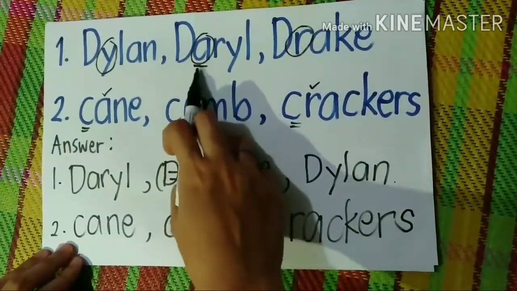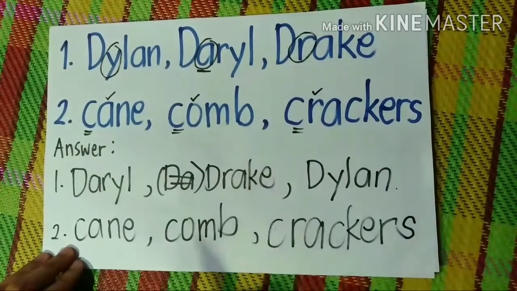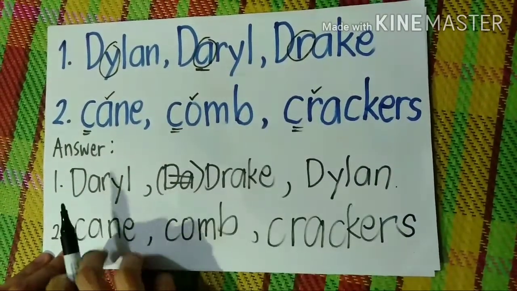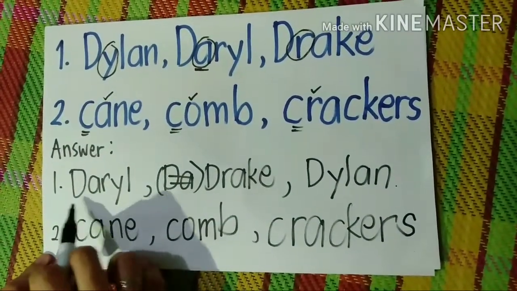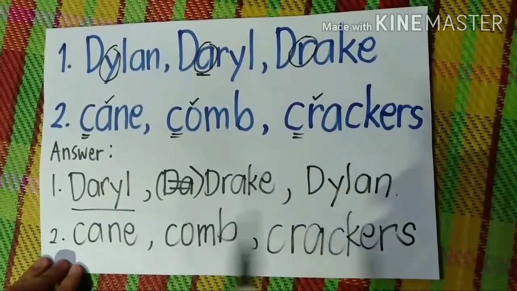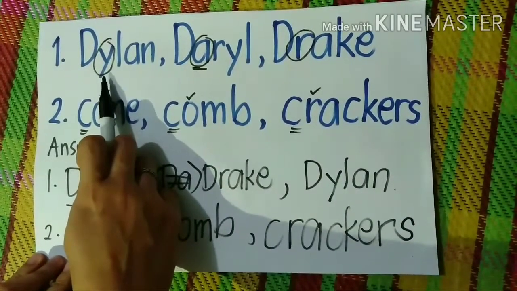So since letter A is at the beginning of the alphabetical order, we should consider the name Daryl as the first one in the order, just like what I wrote here. Next, which one comes first? Is it letter R or is it letter Y?